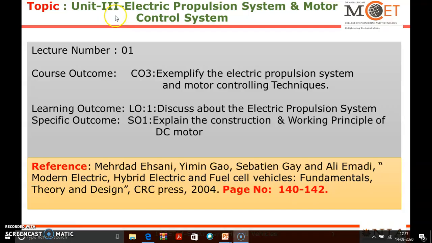Today, in Unit 3, we are going to see the electric propulsion system and the motor control system. The electric propulsion system means that with the help of an electric motor, the vehicle is driven forward on the road. This comes under Course Outcome 3: to exemplify the electric propulsion system and motor controlling techniques, under which Learning Outcome 1 is to discuss the electric propulsion system, under which Specific Outcome 1 is to explain the construction and working principle of the DC motor.